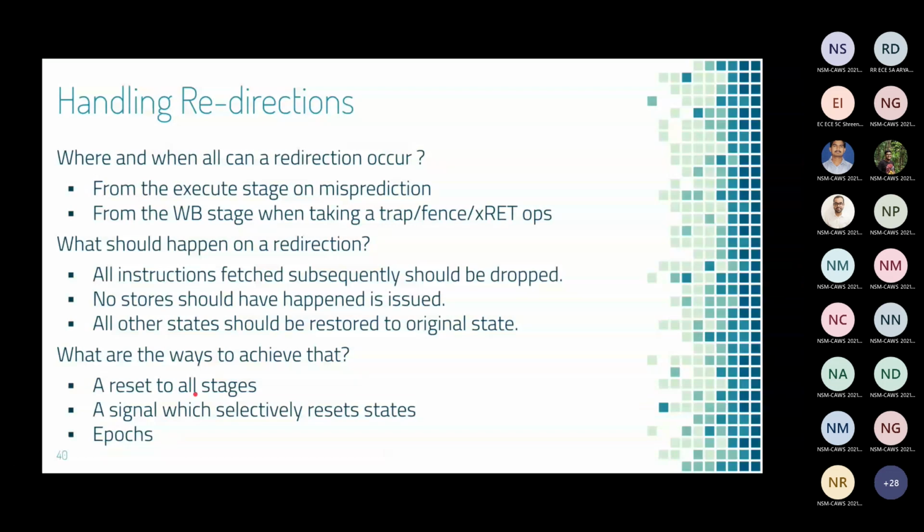So as we've seen, there are basically two places in the pipeline where a change of PC can be initiated, either from the execution stage because of a misprediction, or from the write back stage because of a trap.